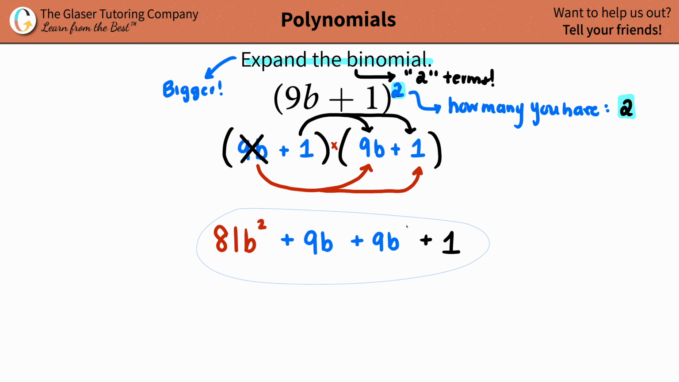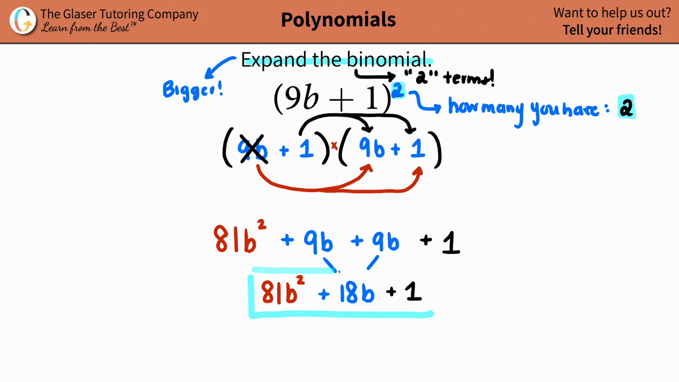Now, all we got to do is just simplify. 81b squared can't be simplified, so 81b squared. And now, 9b plus 9b. 9 plus 9 is 18, so plus 18. And when you're adding or subtracting variables, the variable stays the same. So in this case, it would be 18b. And then plus 1. And that's it. We are done. Can't simplify anymore. They're all different colors. So 81b squared plus 18b plus 1, and that's the final answer.